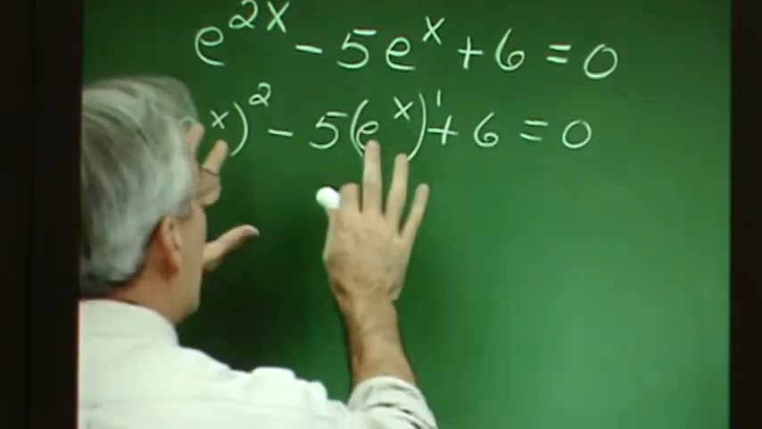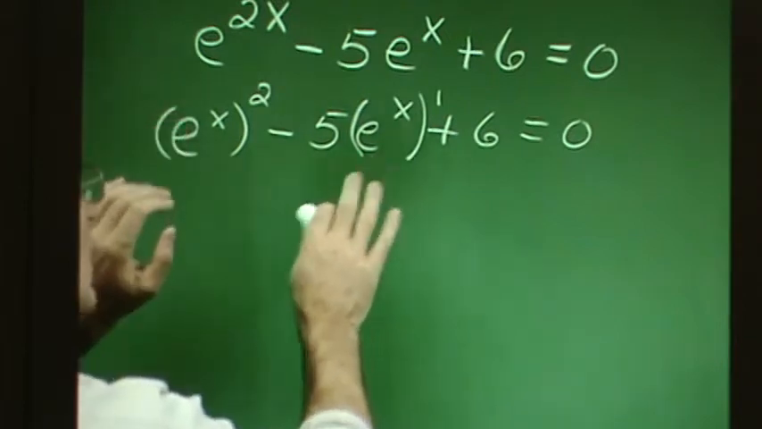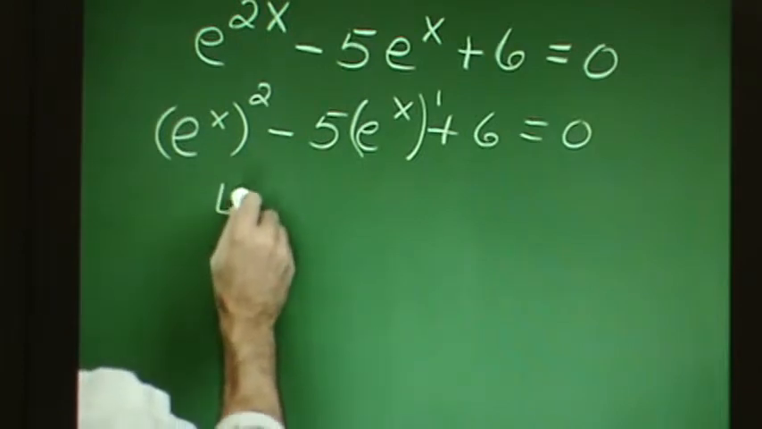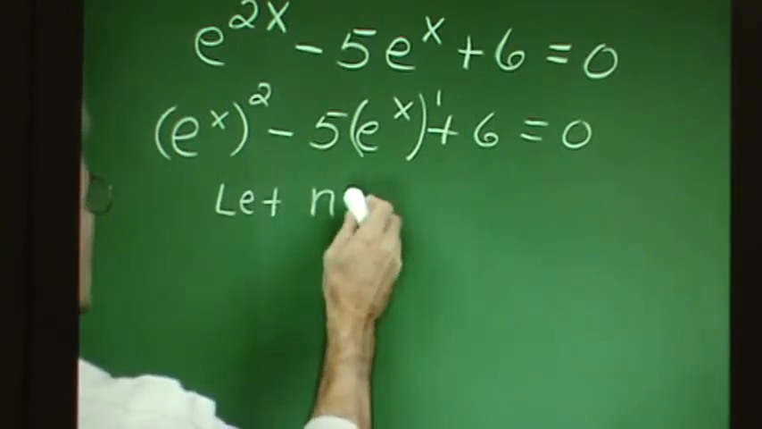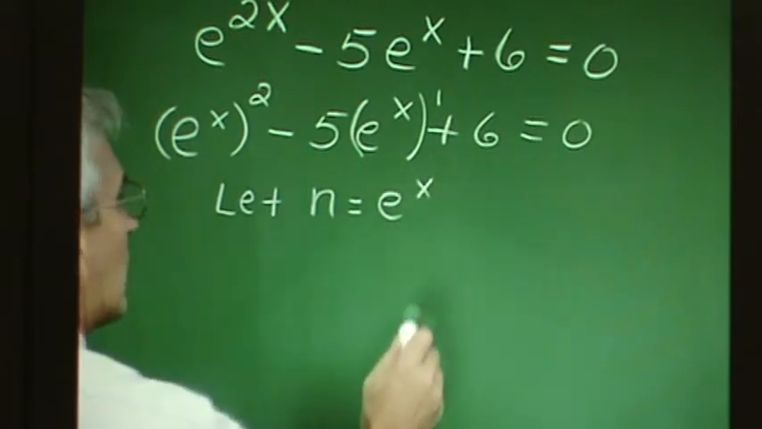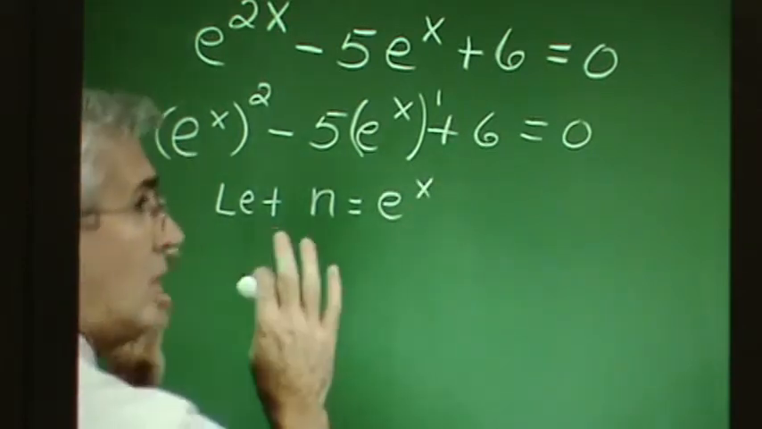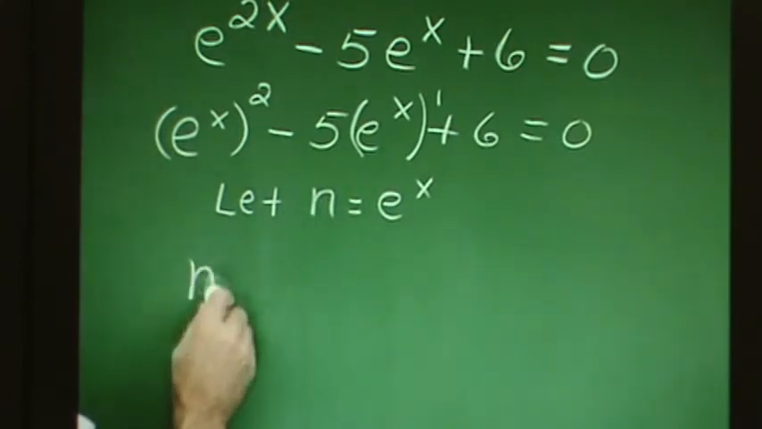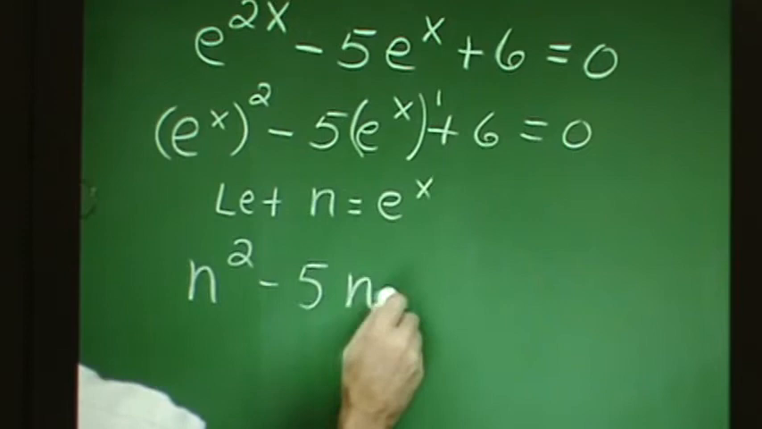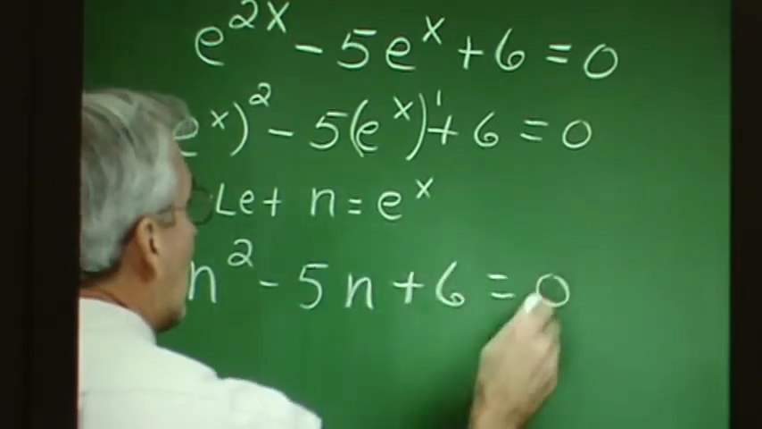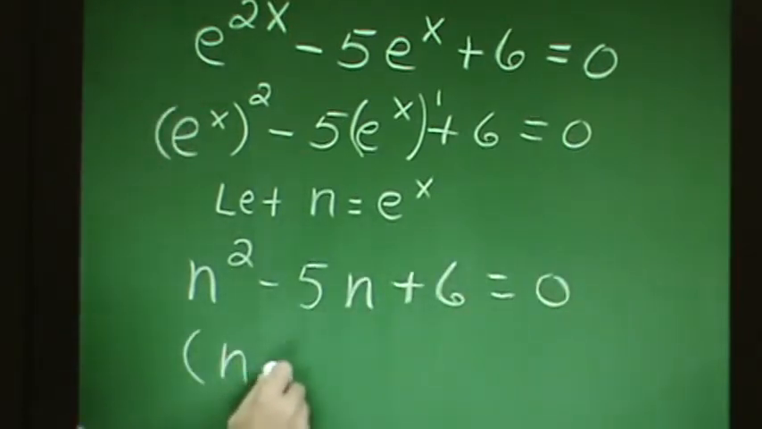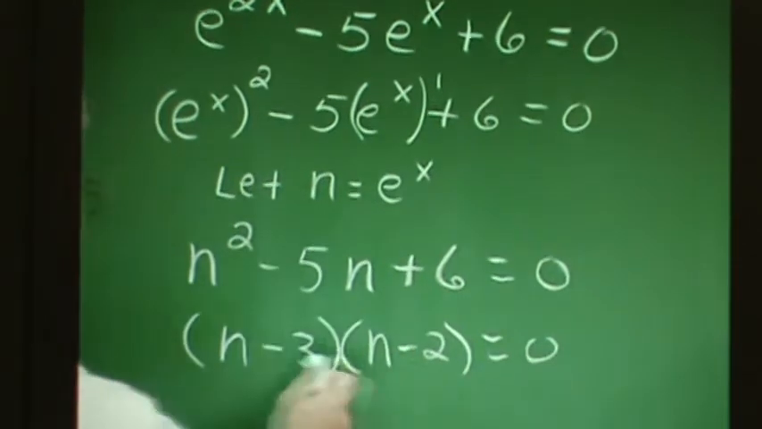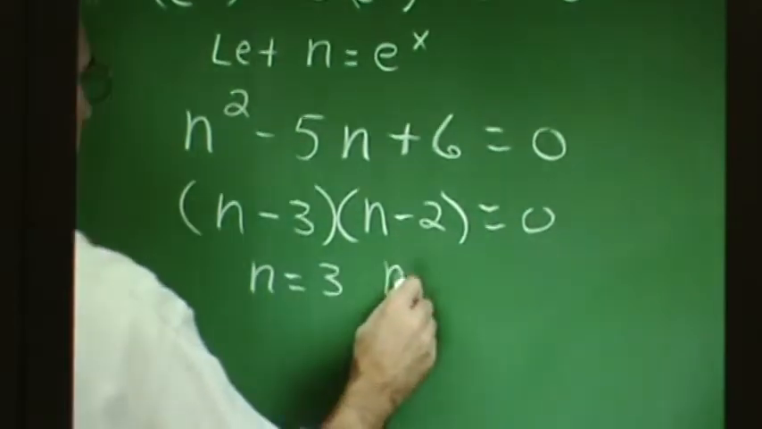But because we can write it in quadratic form, we can change its look quite a bit by performing a little substitution. Let's let some letter like n stand in for e to the x power. By making that substitution, it really looks like a familiar quadratic equation. This becomes n squared minus 5n plus 6, and we can solve this for n by factoring. We get n minus 3 times n minus 2, and then the zeros become n equals 3 and n equals 2.